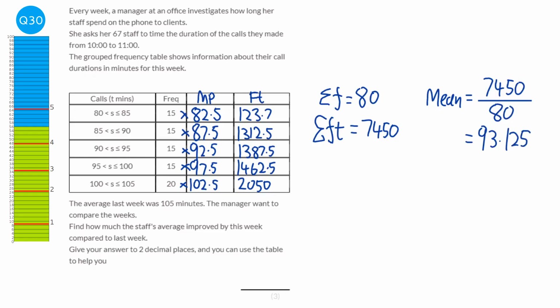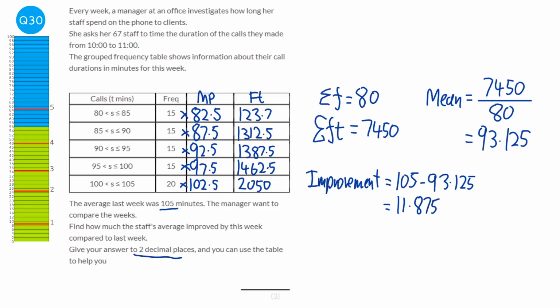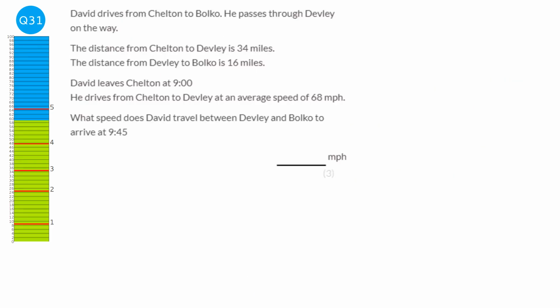93.125. Now this question is about the improvement that the manager has made to the call centre. So we're looking at subtracting the 93.125 away from the last week, which was 105. So we're looking for improvement. And we're going to do 105 take away the 93.125. And that's going to be 11.875. Now it does ask for 2 decimal places, so that will be 11.88.